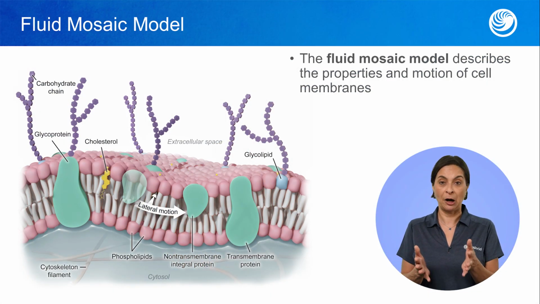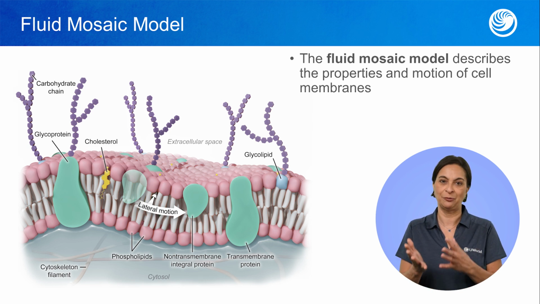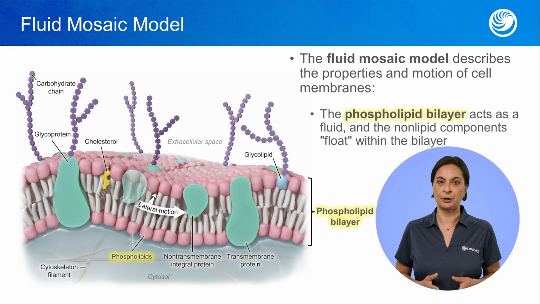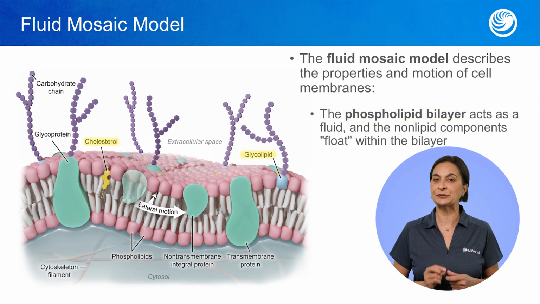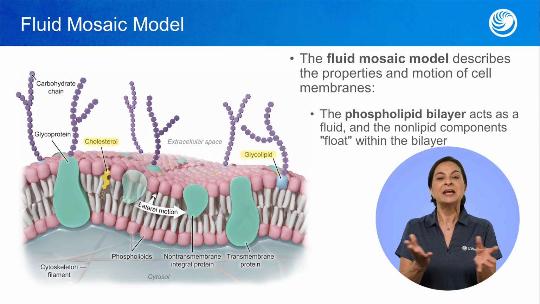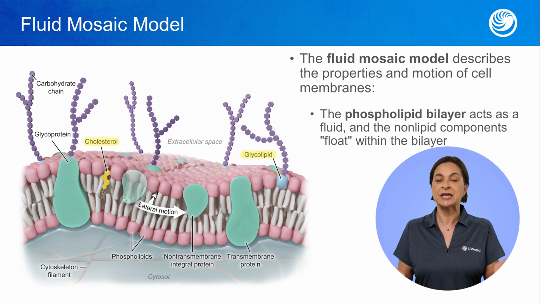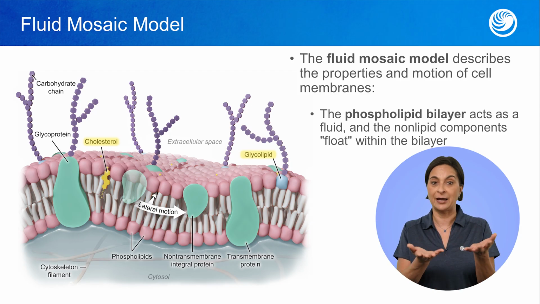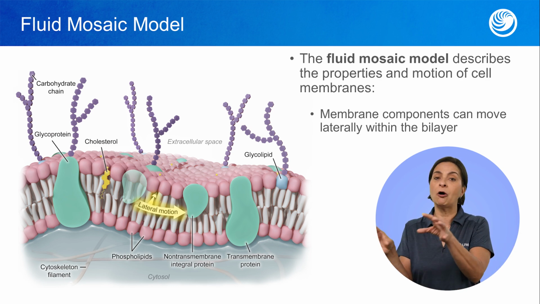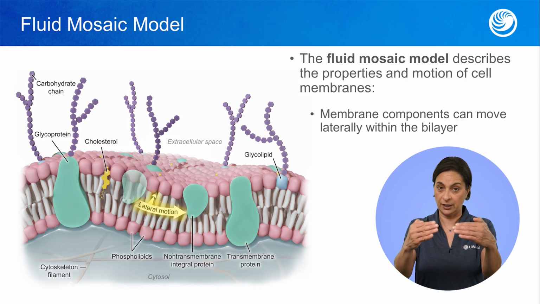The fluid mosaic model is a model that scientists have developed to describe the properties and motion of cell membranes. In this model, the phospholipid bilayer is primarily composed of phospholipids, but it also contains lower levels of other lipids, such as cholesterol and glycolipids. These membrane lipids act as a fluid in which non-lipid components, such as proteins, can float or move around within the bilayer. Membrane components can move laterally from side to side in all directions within the bilayer, but typically do not flip from one side of the membrane to the other.